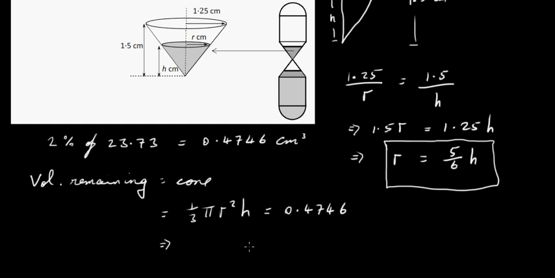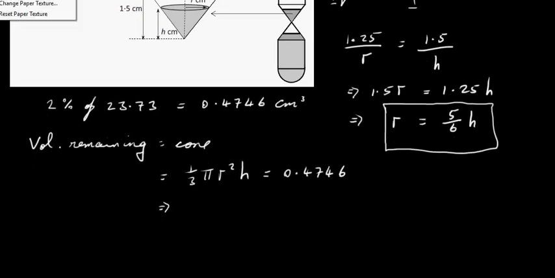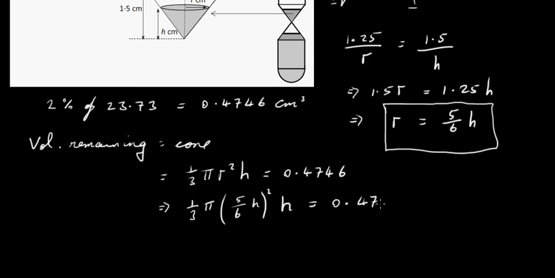Now we want to find h, but if you look at this equation here, we have an h here and we have an r here. So we have two unknowns. I don't want this r here. That's the reason that I got r in terms of h over here. So now instead of r, I can write in 5/6 h. So I can write in 1/3 times pi times 5/6 h, all squared. This is r, so this is this part here, times h is equal to 0.4746.